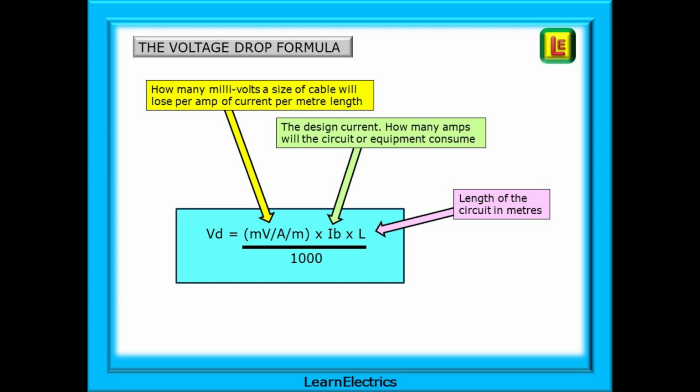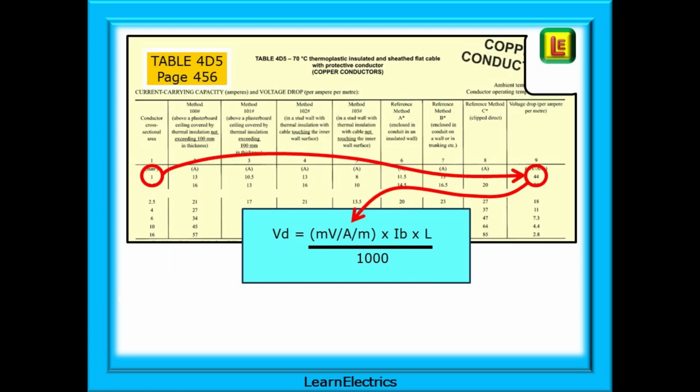When working on site, it's easy to work out the design current, or use the breaker ratings as a last resort, and the length is easy to pace out. But to find the MVAM number, we need a set of tables. Or do we? What do we do on site when you've no books with you? And it happens. Let's go back to basics and look at one of these tables. In this case, for flat profile PVC twin and earth cable. This is table 4D5 on page 456 of the regulations book, the Brown Amendment 2 book.